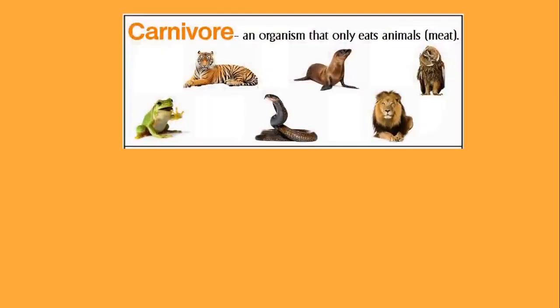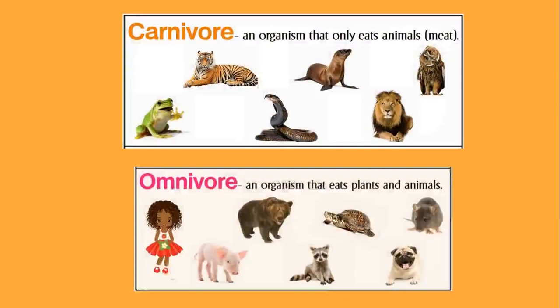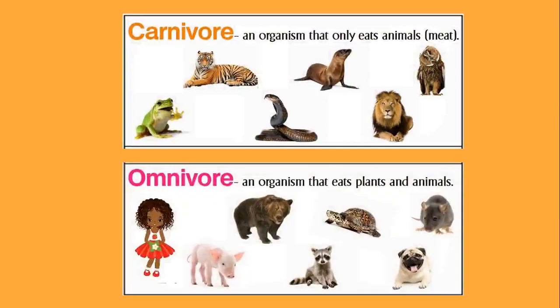What is carnivores? An organism that only eats animals is called carnivores. Omnivores. An organism that eats plants and animals is called omnivores.